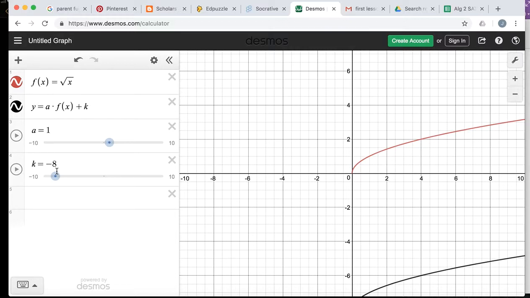So it seems to be yes. It shifts the graph upwards or downwards. Do I think it'll have this effect on any parent function? Yes, it should. So adding a constant at the end should shift the thing up or down.